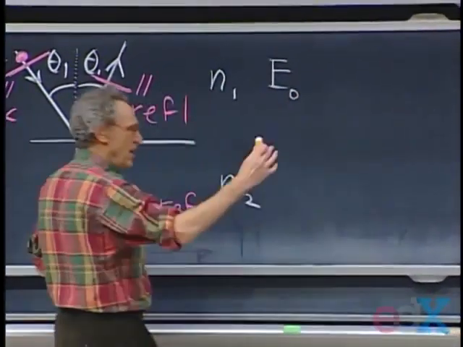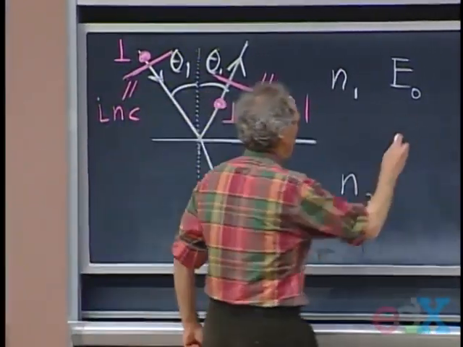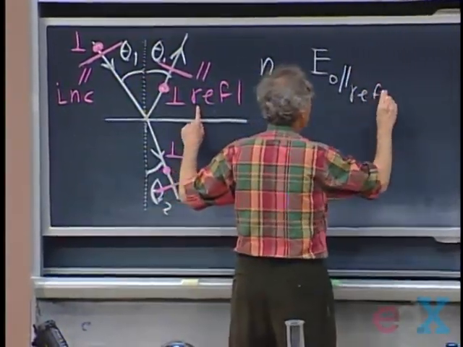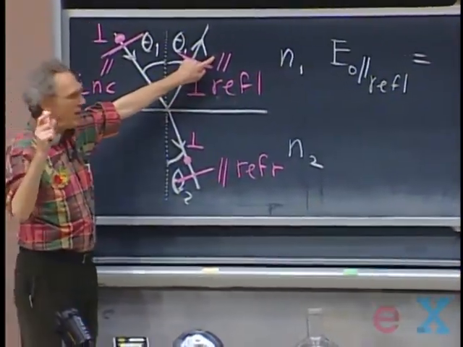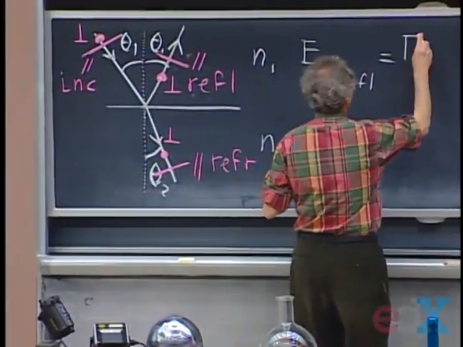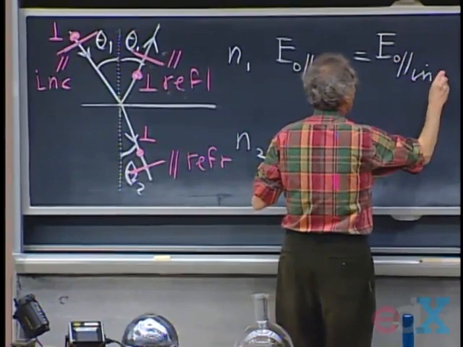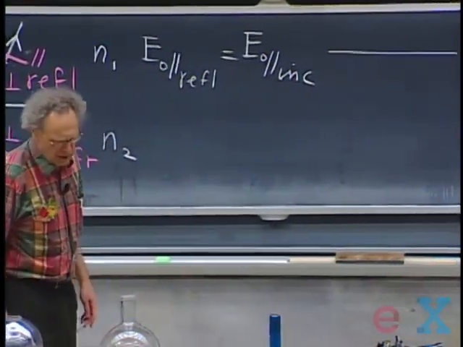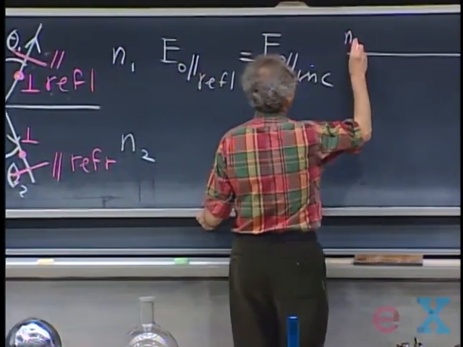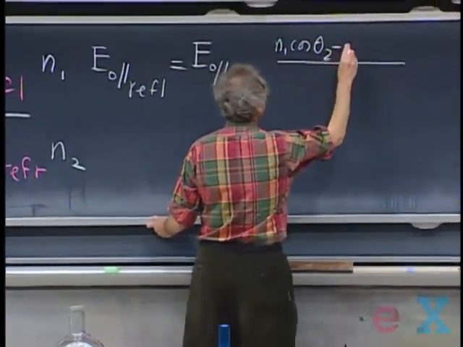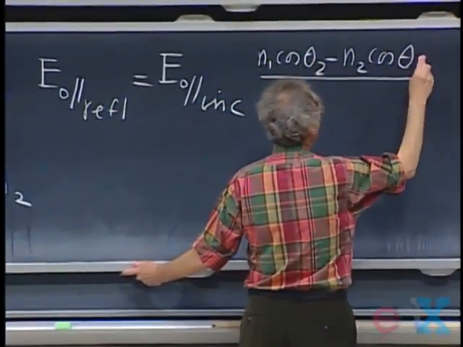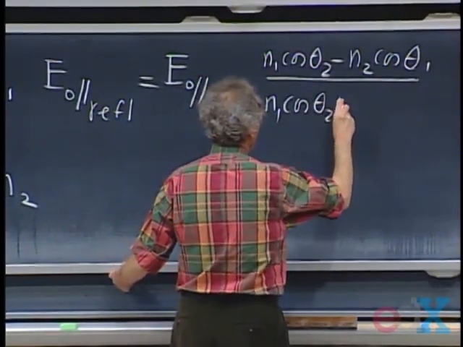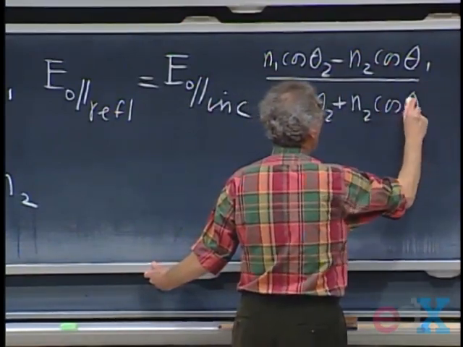So E zero, which always represents the maximum possible value of the electric field, of the parallel component of the reflected beam, that's the one that I'm after. I'm going to make polarized light by reflecting. It is E zero, the parallel component of the incident beam, times, and this depends now on the angle of incidence and on the indices of refraction, N one times the cosine of theta two minus N two times the cosine of theta one. Believe it or not, all of this follows from Maxwell. Divided by N one times the cosine of theta two plus N two times the cosine of theta one.